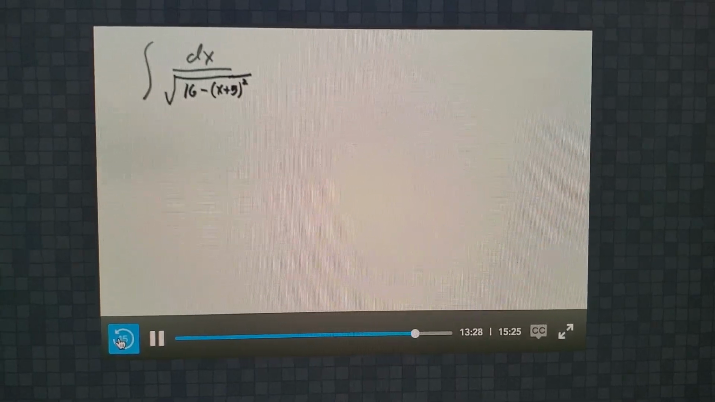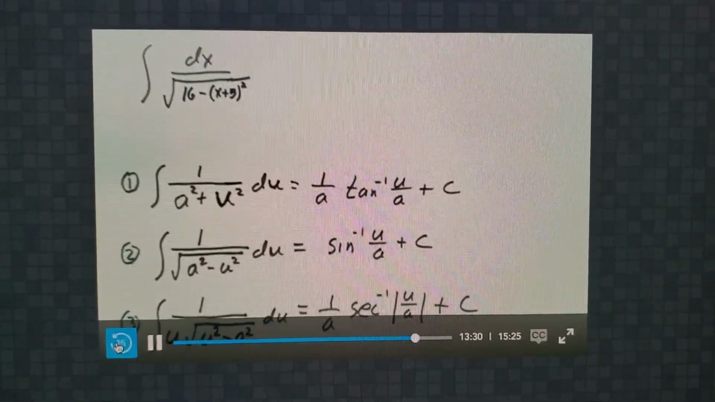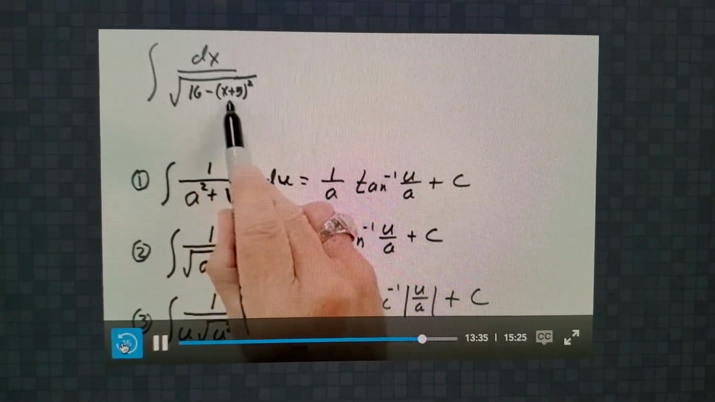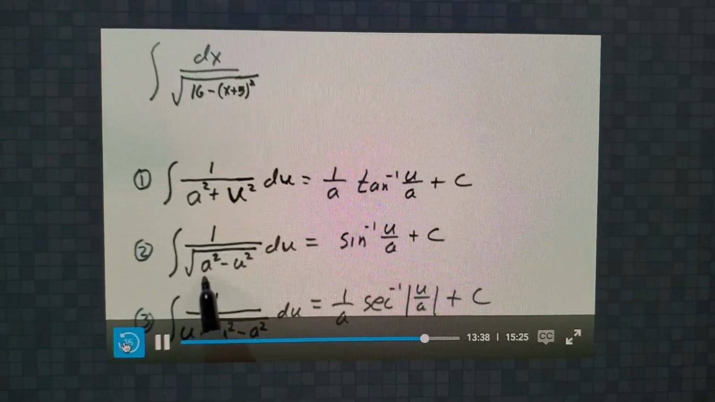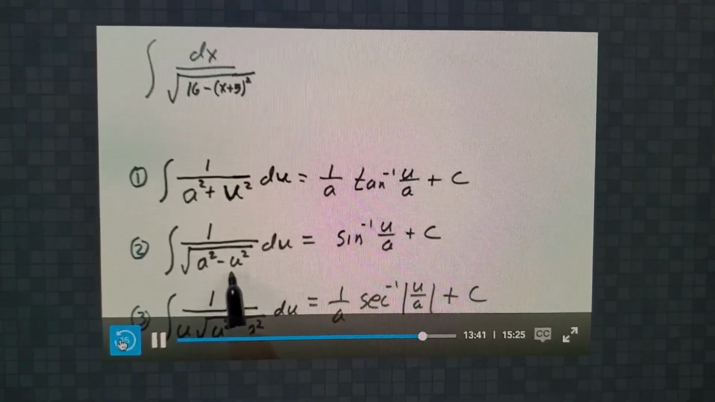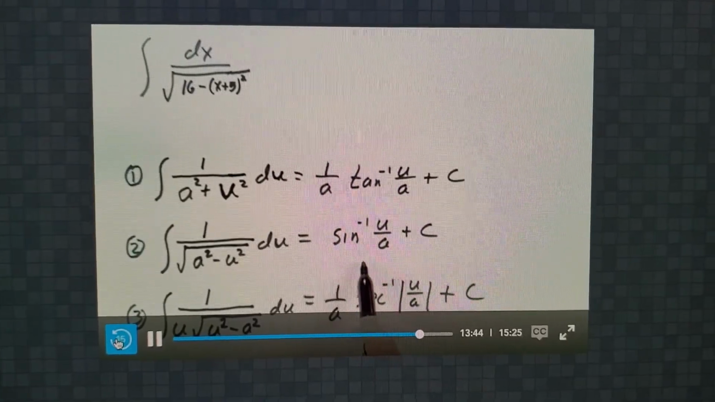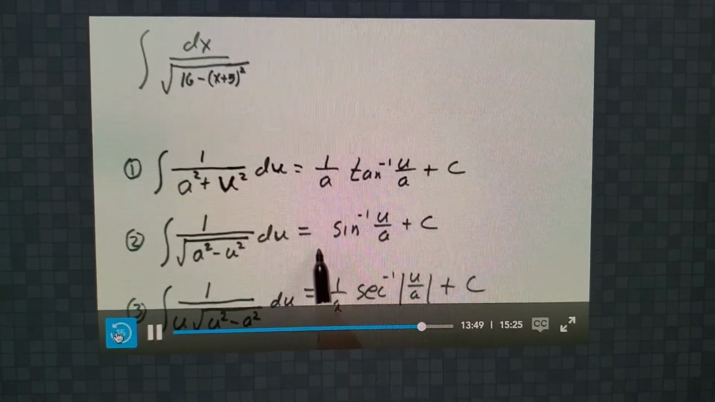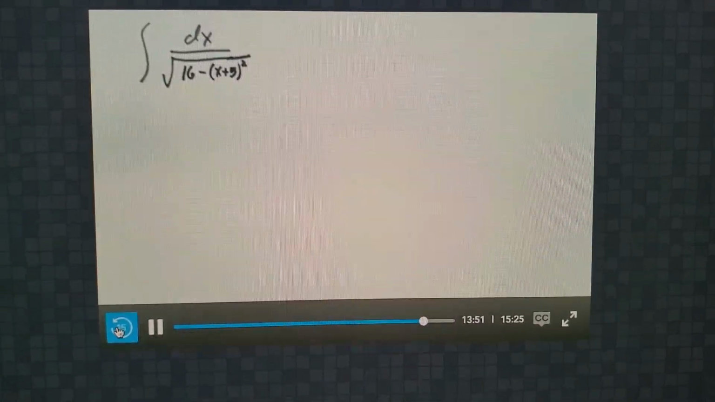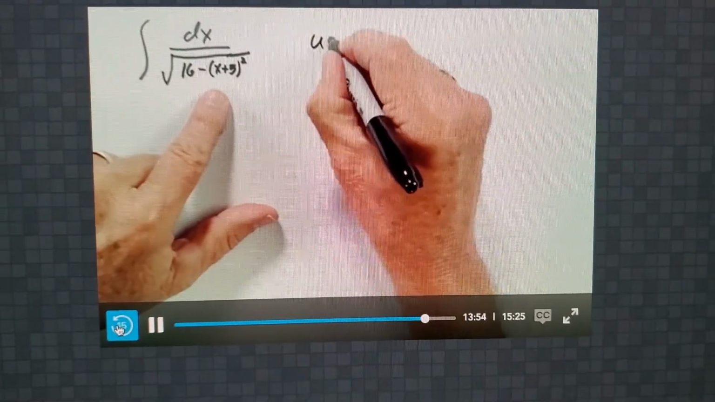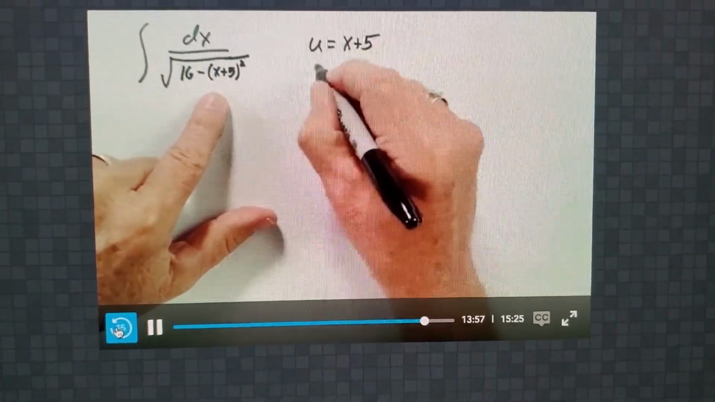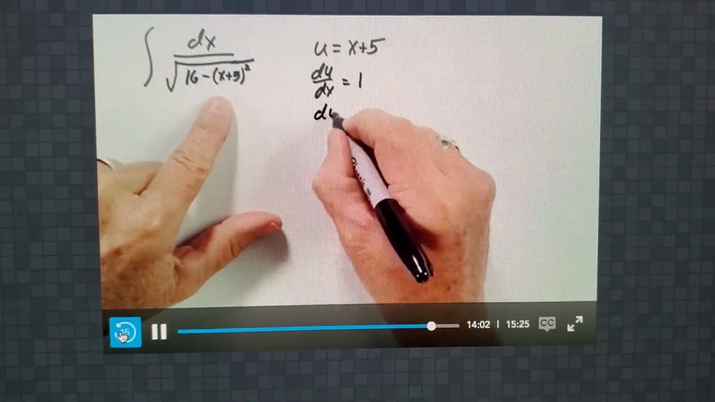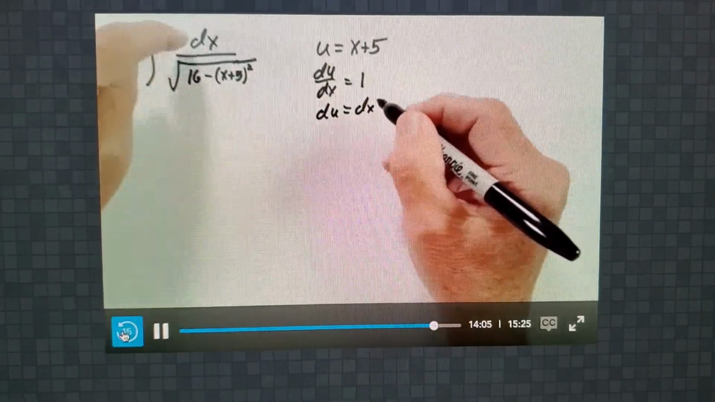Now, back to my formulas. I claim that that guy is a type 2 problem. Constant squared, variable squared. Constant squared, variable squared. This is going to be an inverse sine. Remember, on the inverse sine, there is no 1 over a out in front. My variable is u, which means that du dx is just 1, which means that du equals dx. Ah, well, we've got that.